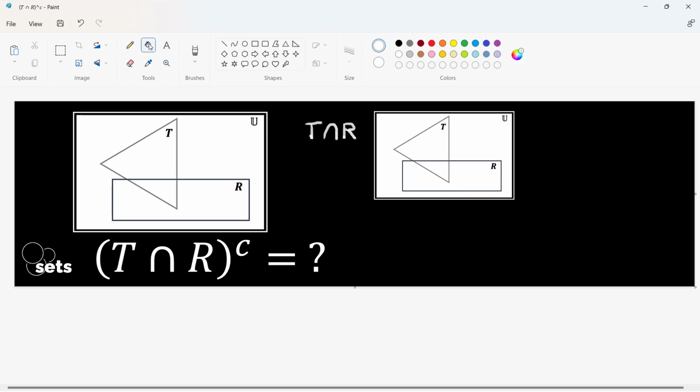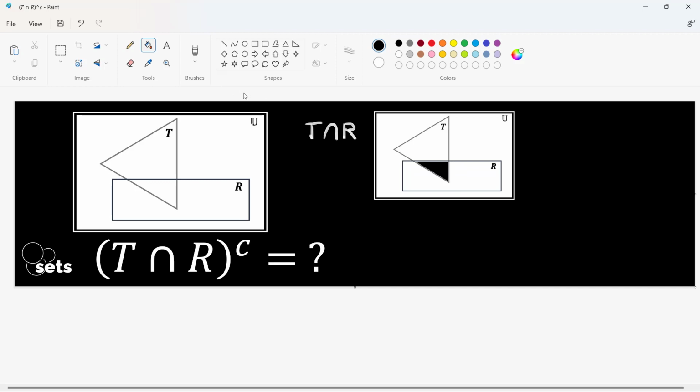The intersection of sets is the area, the region that is common to both, or it's the overlapping region. We're talking about this region here. This is the intersection of set T, the triangle, and set R, the rectangle. This area is part of both sets. It's part of set T. It's also part of set R. So we simply shaded it.